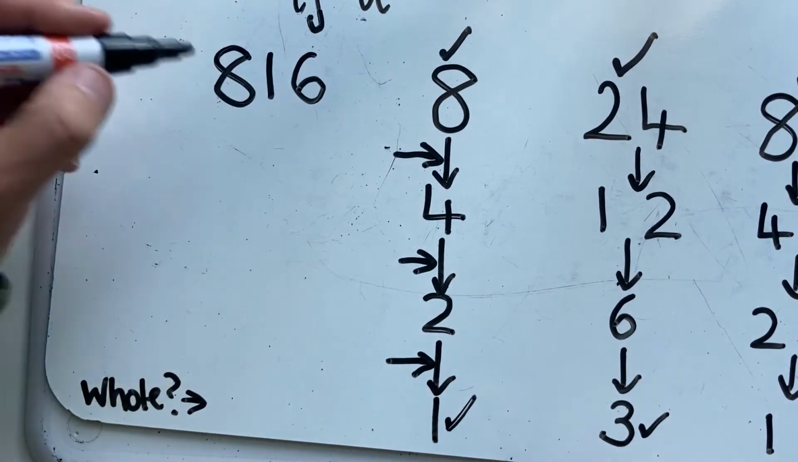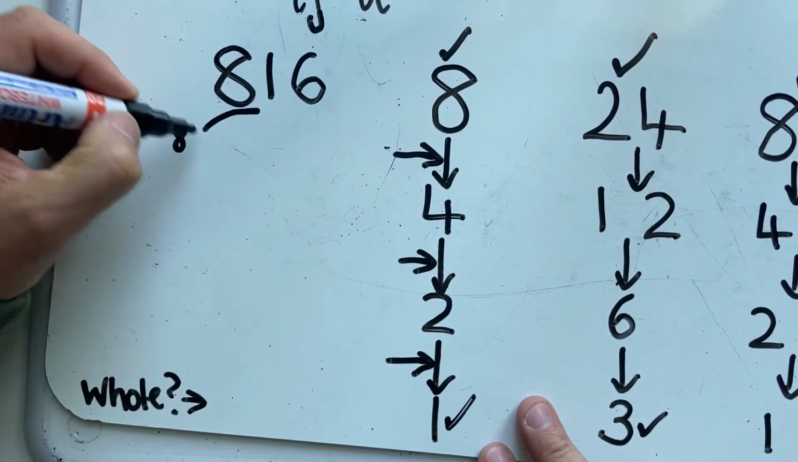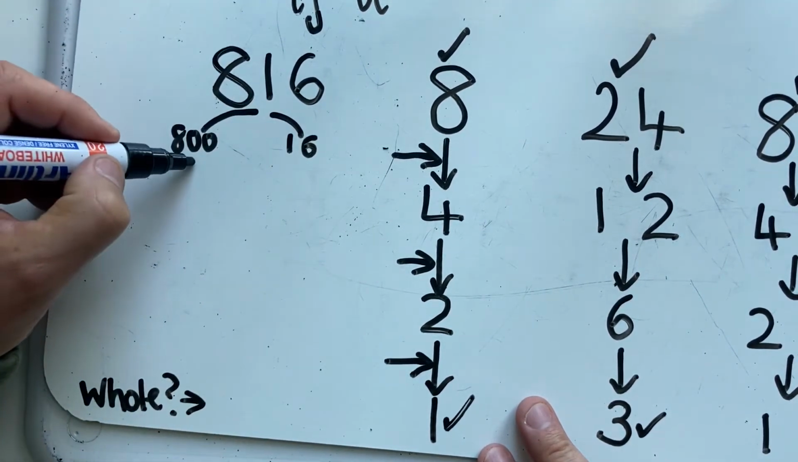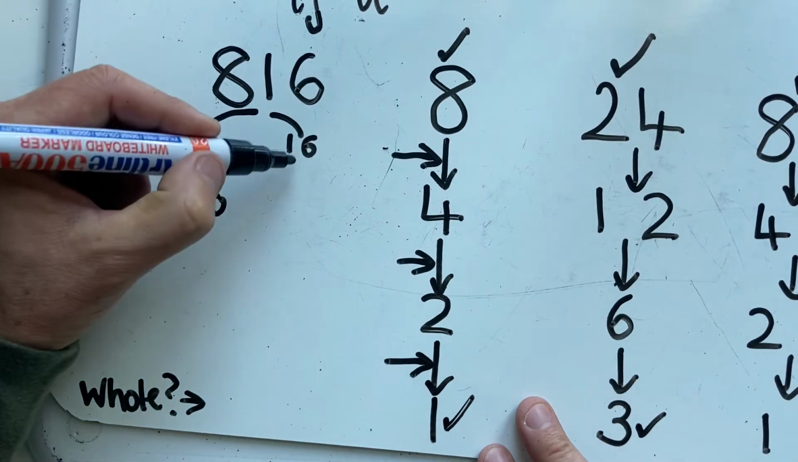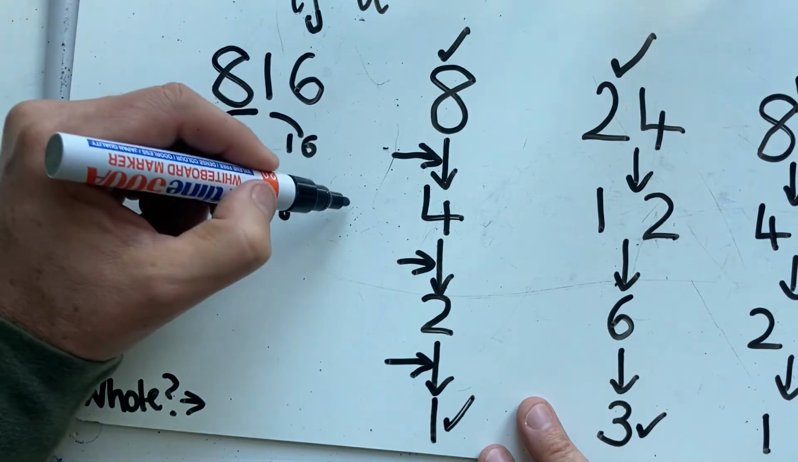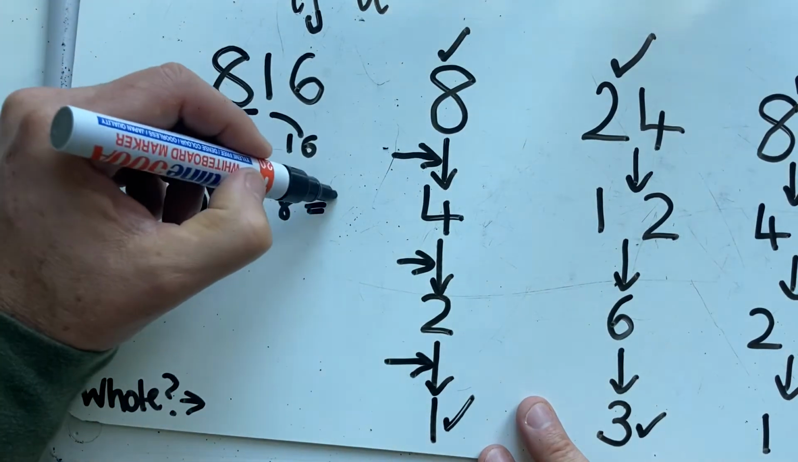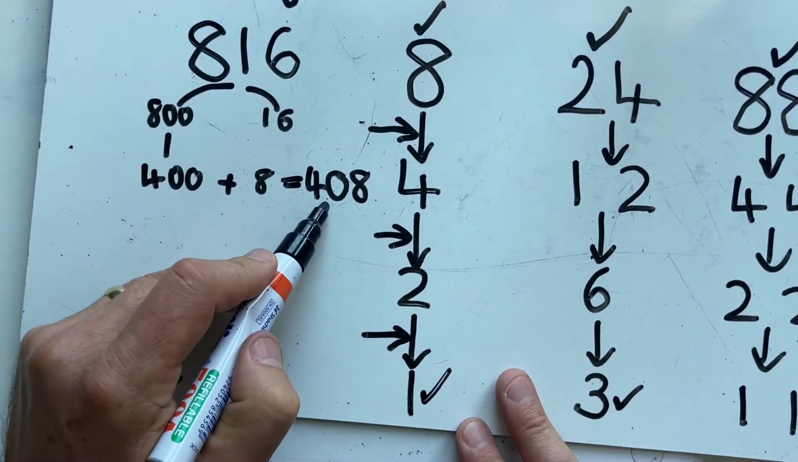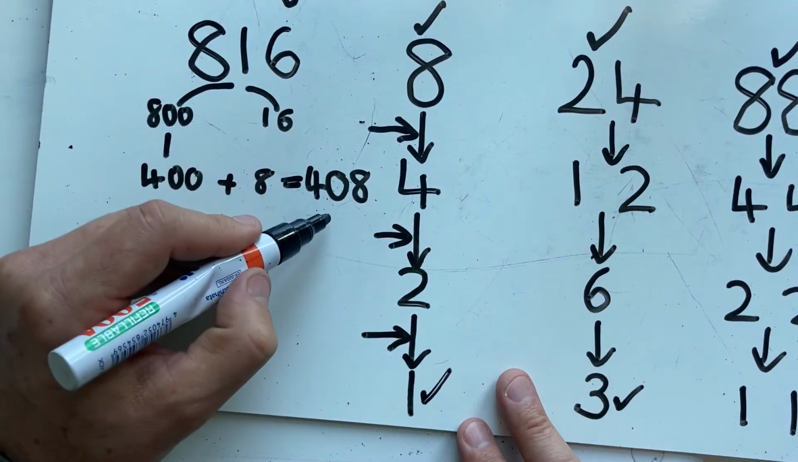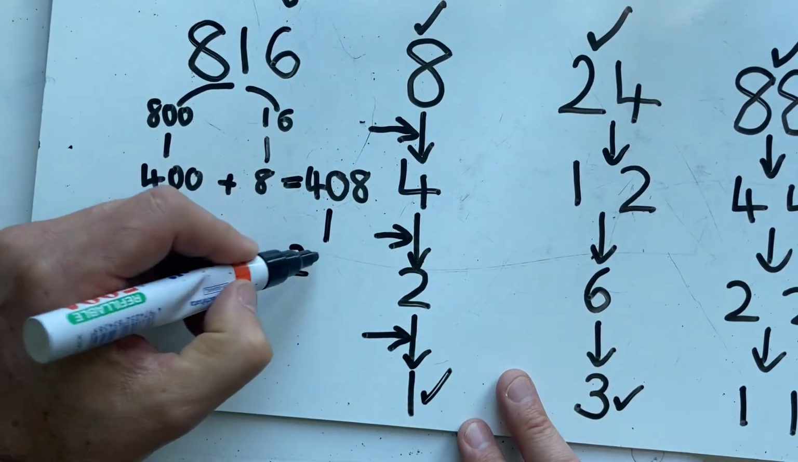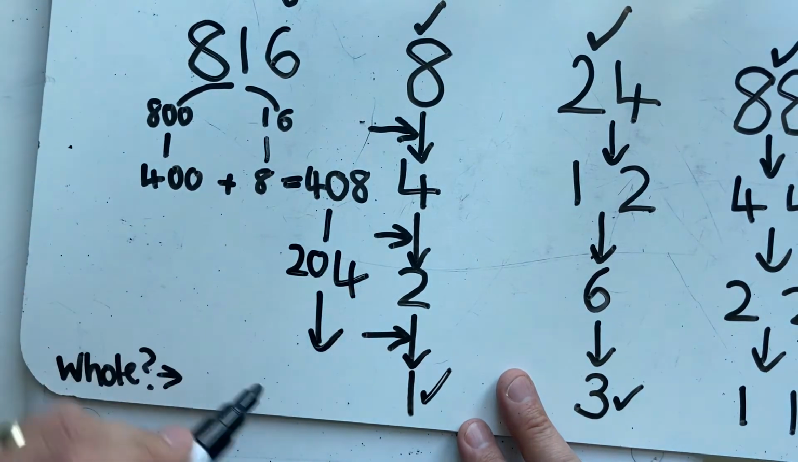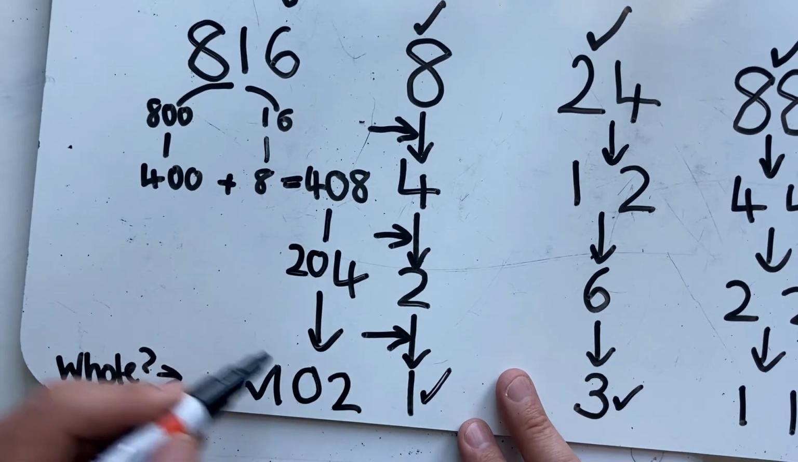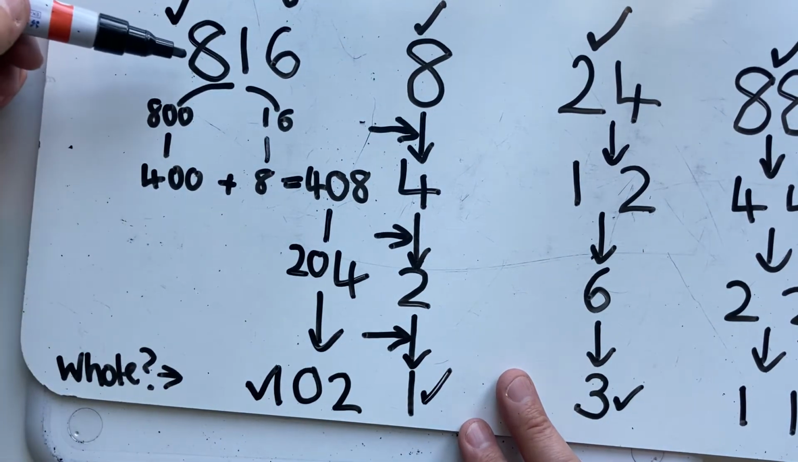816. Okay, well, I might want to partition this number into 800, and I think I'll leave it as 16. What's half of 800? 400. Half of 16 is 8, so half of 816 is 408. I think I can halve that. So we've halved it once, let's halve it twice. 204, and let's halve it a third time, 102. Is this a whole number? Yes, it is, which means that this number is divisible by 8.